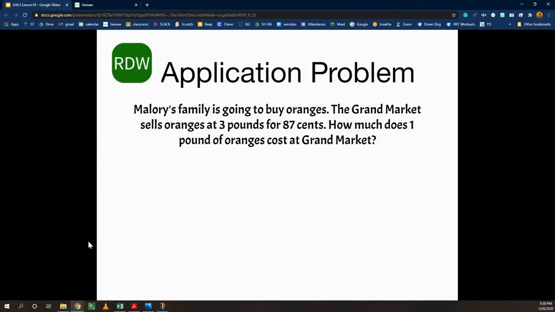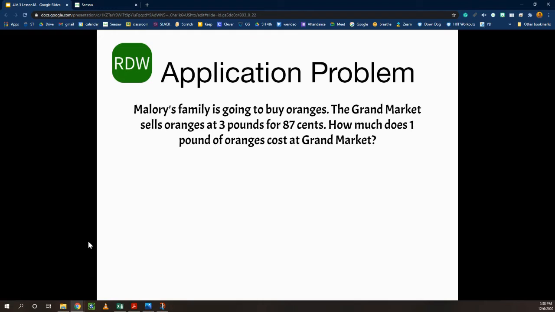Let's look at the application problem for today. Mallory's family is going to buy oranges. The Grand Market sells oranges at 3 pounds for 87 cents. How much does 1 pound of oranges cost at Grand Market? Well, what I'm going to do is read, draw, write. First, I'm going to think about what the problem is telling me. If there's 3 pounds for 87 cents, I want to know how much 1 pound of oranges cost.